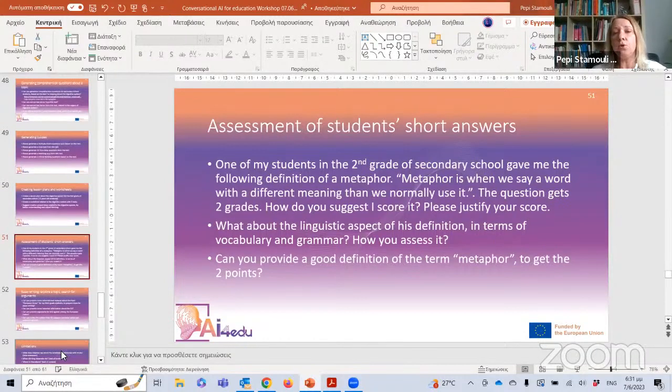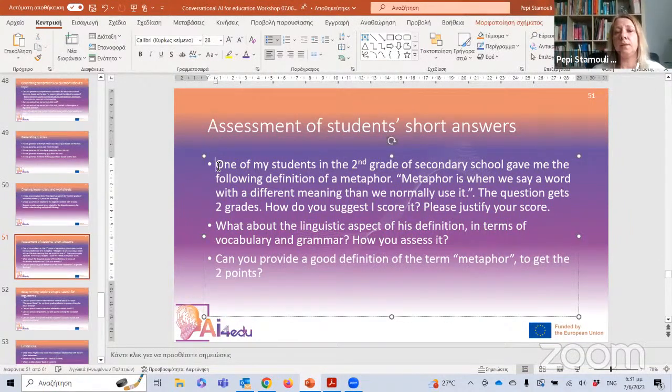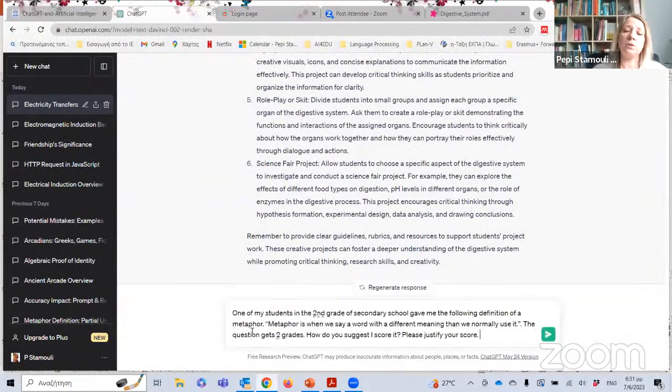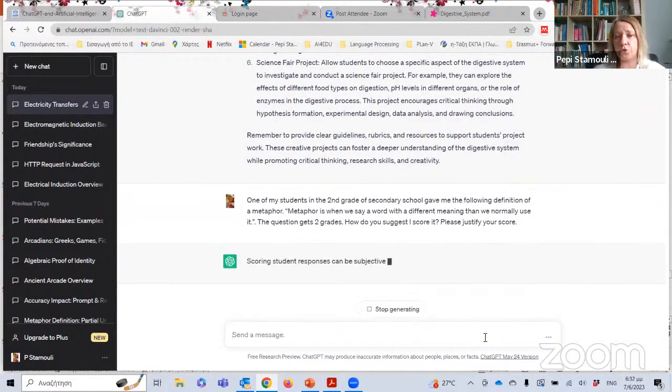I can use ChatGPT also for assessment purposes. For example, I can provide a short answer of my student to a question about, let's say, the definition of a metaphor, and I wanted to rate it and justify its score. So one of my students in the second grade of secondary school gave me the following definition of metaphor. "Metaphor is when we say a word with a different meaning than we normally use it." The question gets two grades. How do you suggest I score it? And please justify your score.